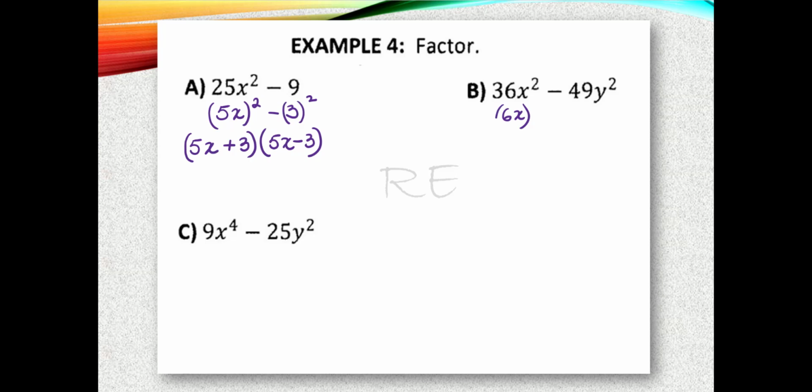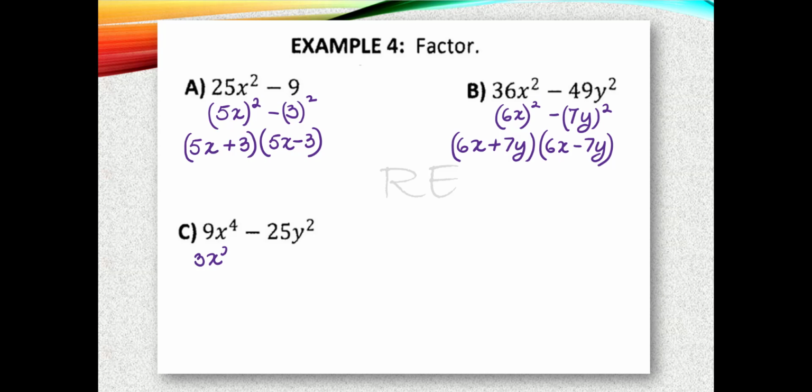36x squared is 6x between parentheses squared. 49y squared is 7y between parentheses squared. The answer is 6x plus 7y times 6x minus 7y.